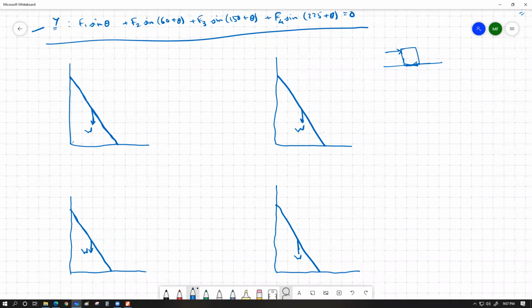If the ladder is to move downwards, you should understand that this contact point should move to the right and this contact point should move downwards. এই জিনিসটা বোঝা যাচ্ছে কিনা? The ladder যদি পড়ে যেতে থাকে while resting on the wall and ground like this, the ground contact point should move further away from the wall and the wall contact point should move closer to the ground. এটা হওয়ার কথা কিনা? বলবান?